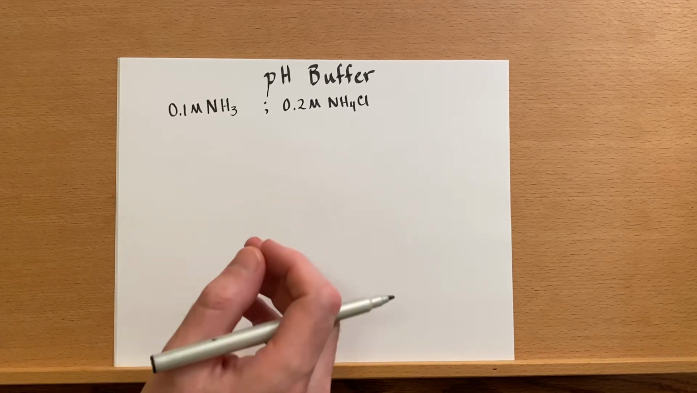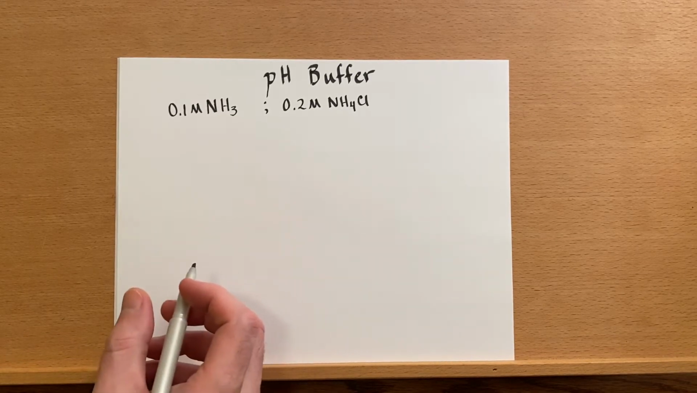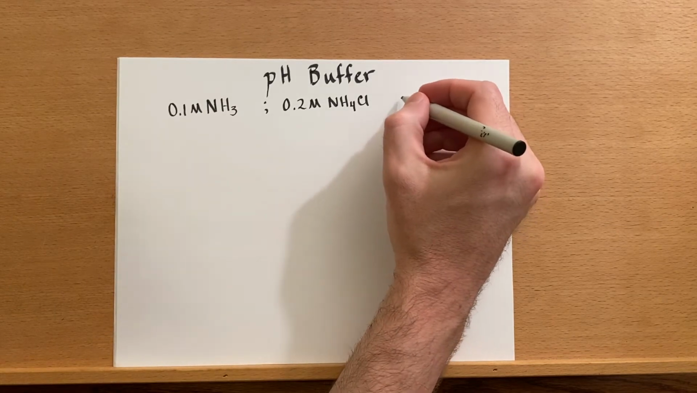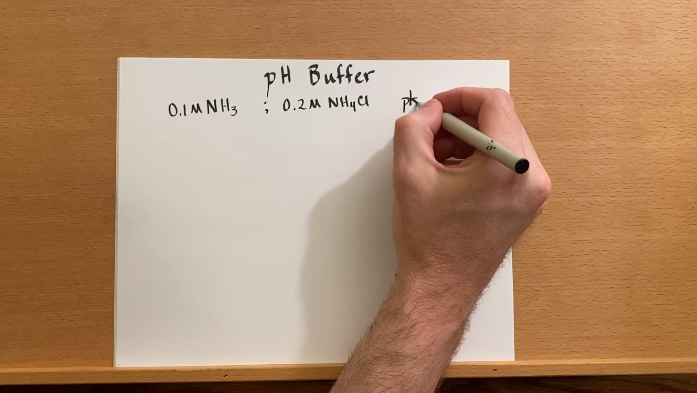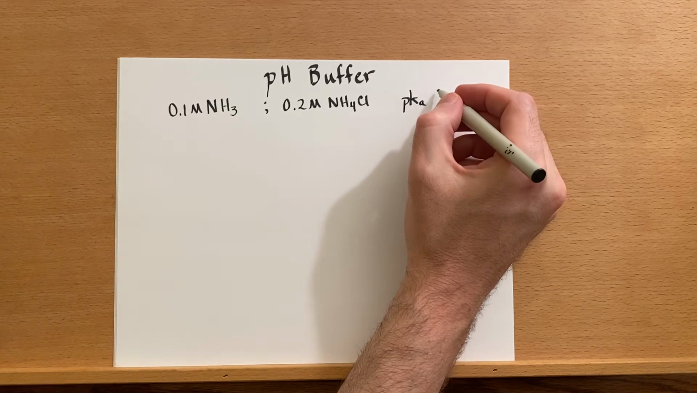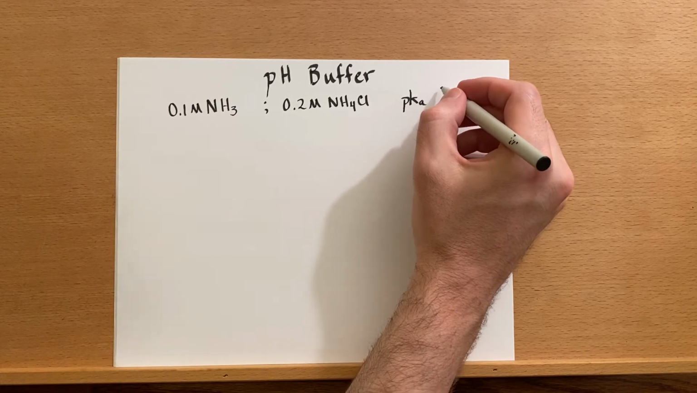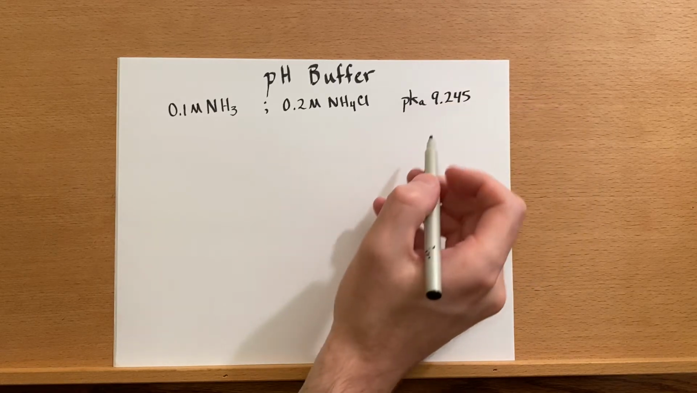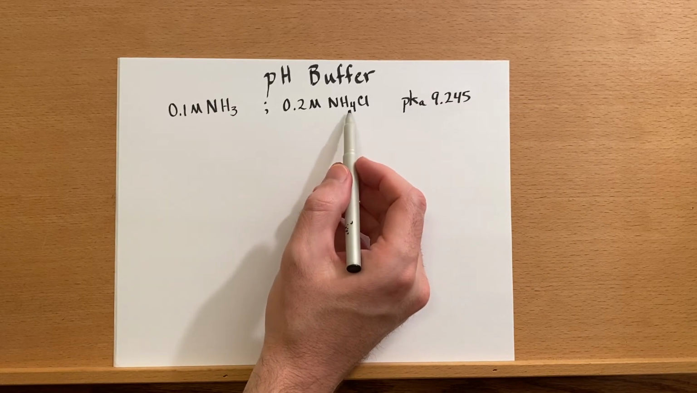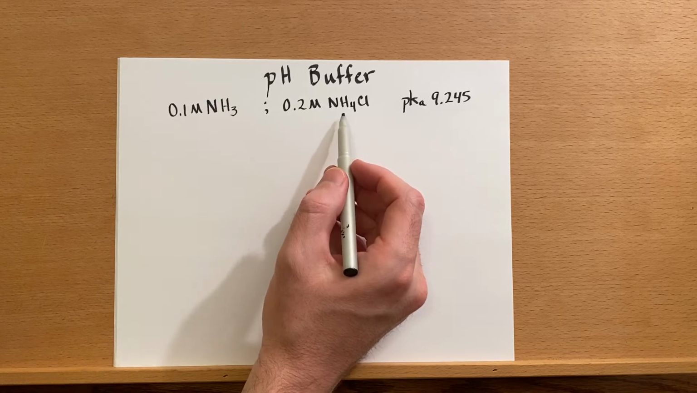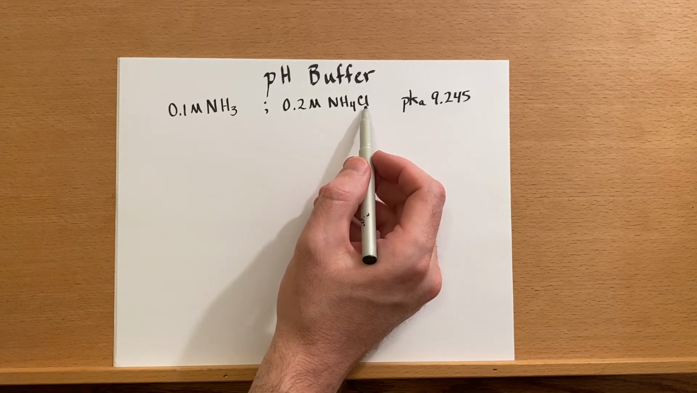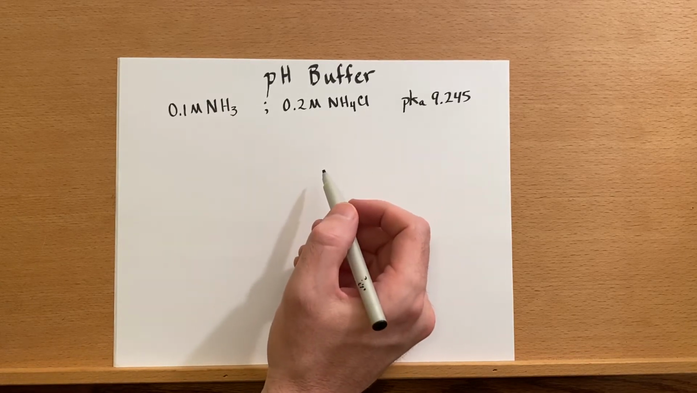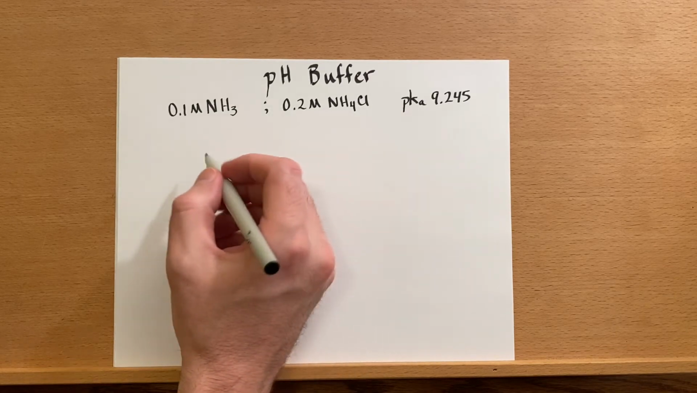In the table that I looked up, though, it actually has the pKa values tabulated. So, pKa for this is 9.245. And that's the pKa value for the ammonium ion. Again, the chloride is just a spectator ion, so that won't come into play here.